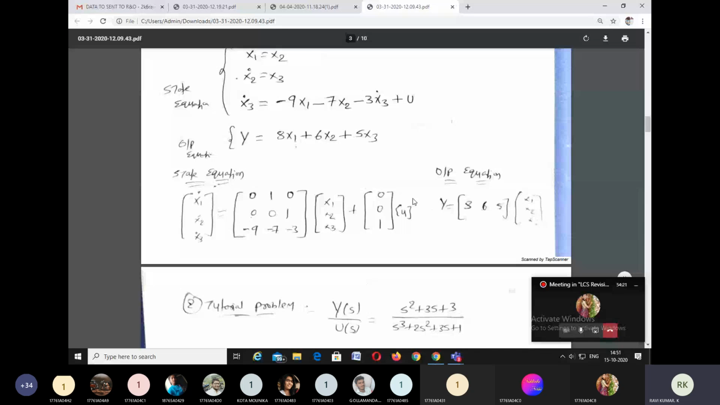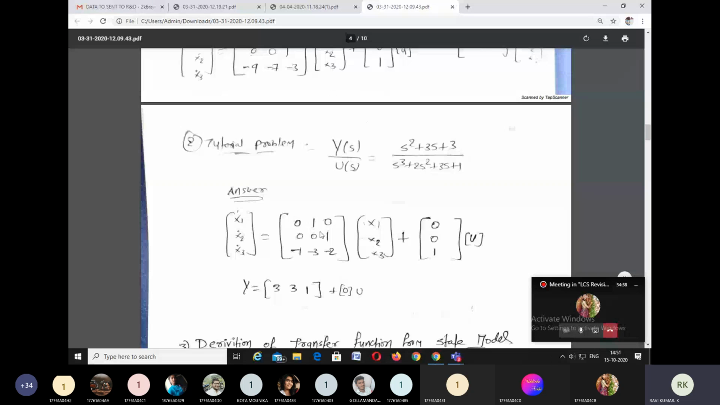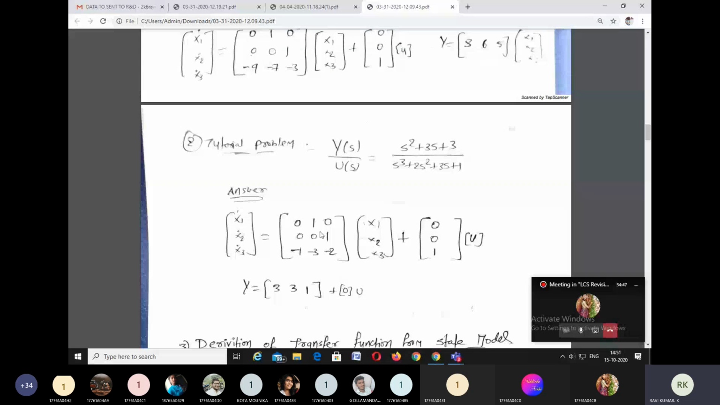And next, the second problem you can do the same way: s square plus 3s plus 3, which I have given here. I have given the answer for your reference. So what we have discussed up to now is how to write the state space model for the differential equation, and also how to write the state space model for the transfer function. We have seen two things, and the method we have seen is the direct decomposition method.